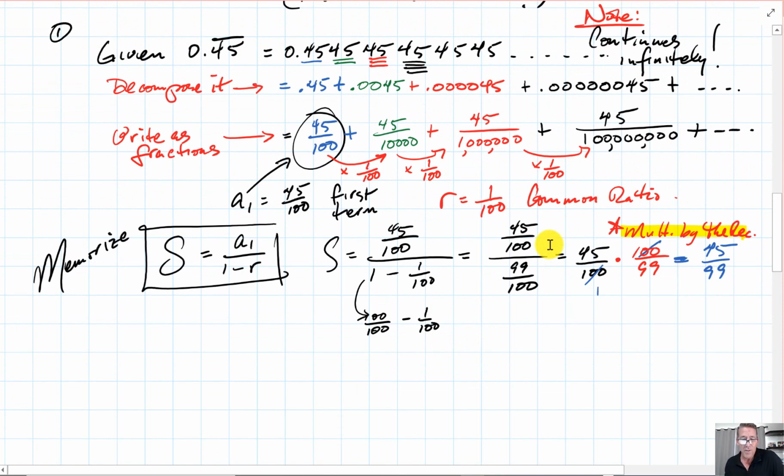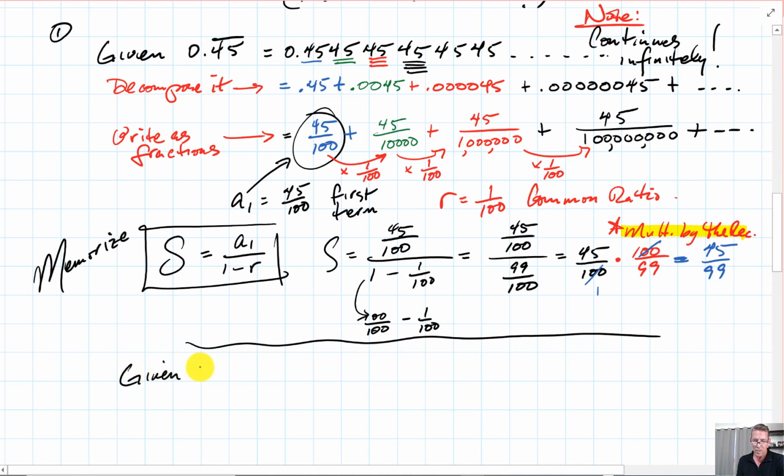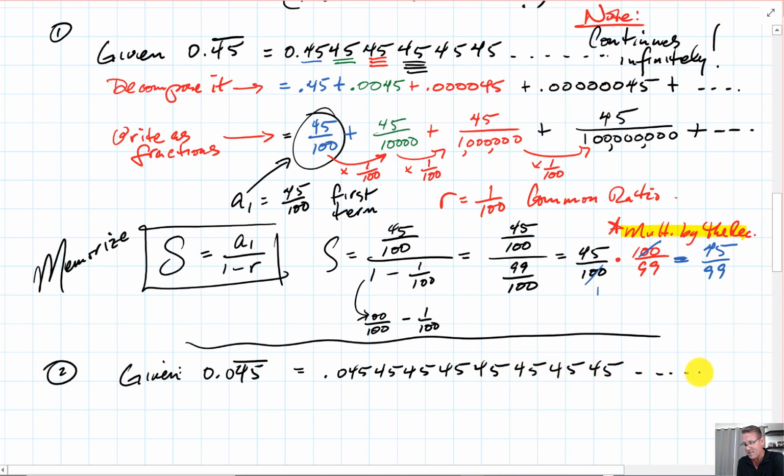So instead of 0.45 repeating, I'm going to change it up a little bit here. Now, given 0.045 repeating, and put the bar over the 4 and the 5, not the 0. So that's the given. Now let's write this out. So 0.045. Remember, only the 4 and 5 repeat here. So 4, 5, 4, 5. So it kind of looks like the same one as last time, right? It kind of looks like it.